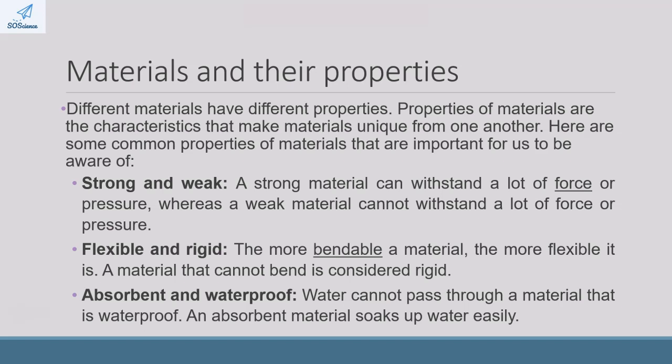So there are several properties of materials that we need to be familiar with, and we need to know what they mean. So a material might be strong or weak. A strong material can withstand a lot of force or a lot of pressure, and a weak material cannot. Then we have materials that are flexible and materials that are rigid. And so the more flexible a material, the more bendable it is. Absorbent versus waterproof. An absorbent material allows liquids to be soaked up into it, and a waterproof material does not.